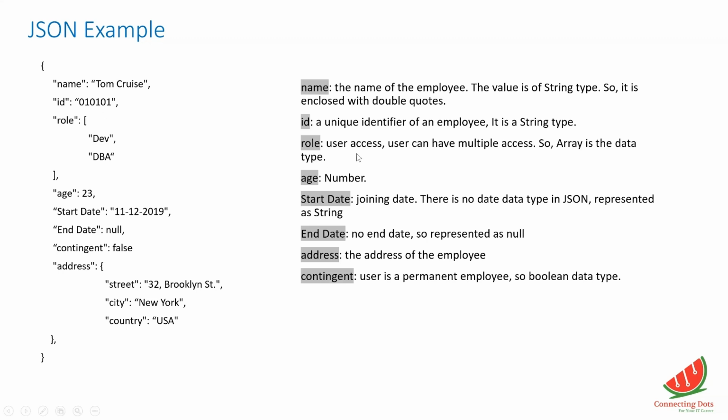Okay. Next, role, it's a user access. User can have multiple accesses, right? So it's an array. That's why the data is represented in rectangular braces. Next, age, it's a number, so no quotes.